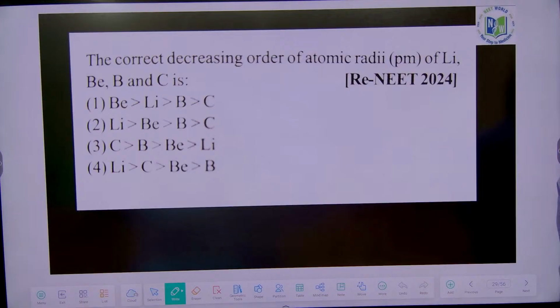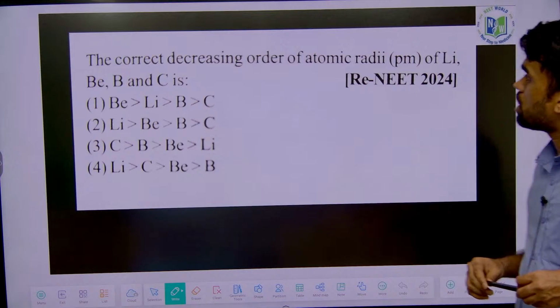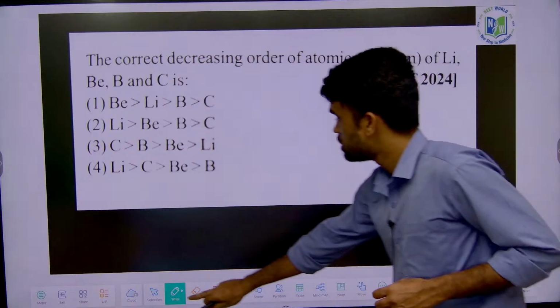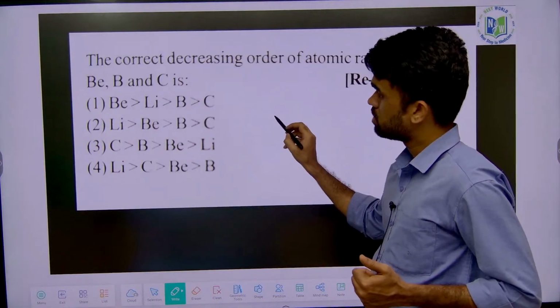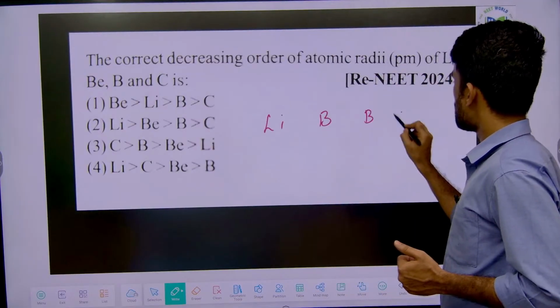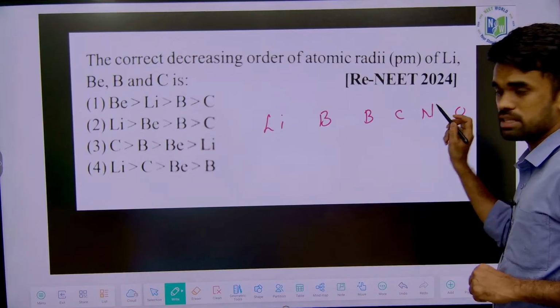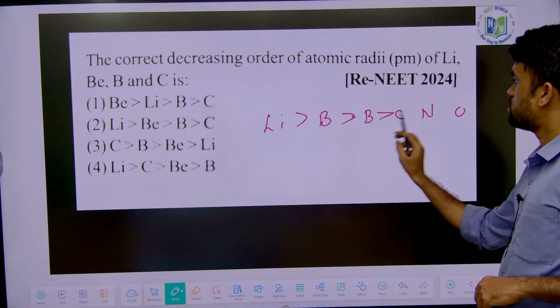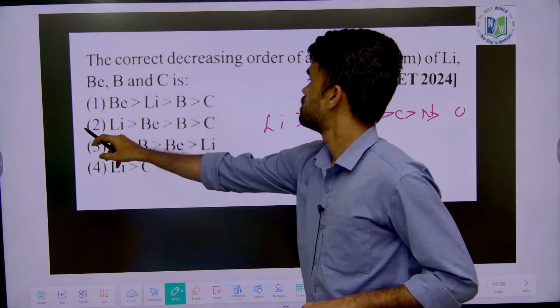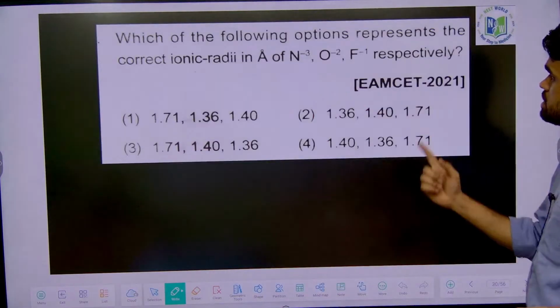What's your answer for this? The correct decreasing order of atomic radii of second period elements. Just now we discussed. First lithium, beryllium, boron, carbon, nitrogen, oxygen, like this we have. Left to right, what happens? Decreases. So which do we have? Second option. Next, try to match this.